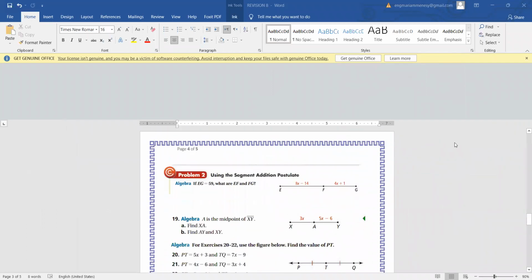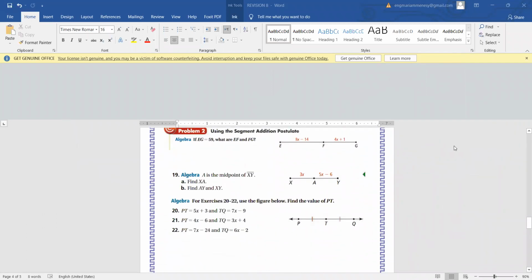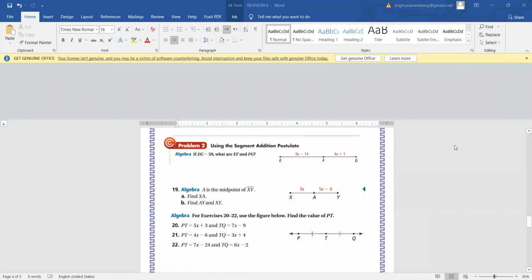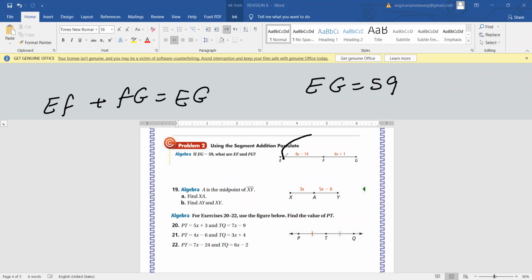Okay, my dear. This number line is very, very important. These problems are very, very important. If EG equals 59, my dear, find EF and find FG. I'll write EF plus FG equals EG. EG equals EF plus FG. Then 8x minus 14 plus 4x plus 1 equals 59.